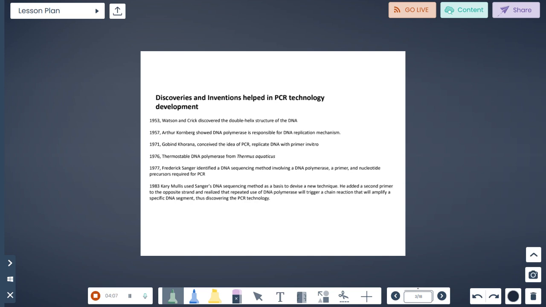Later the process became very easy with the isolation and purification of a thermostable DNA polymerase from Thermus aquaticus. Frederick Sanger used this concept, a primer and a thermostable DNA polymerase, with the help of dNTPs, to perform DNA sequencing.